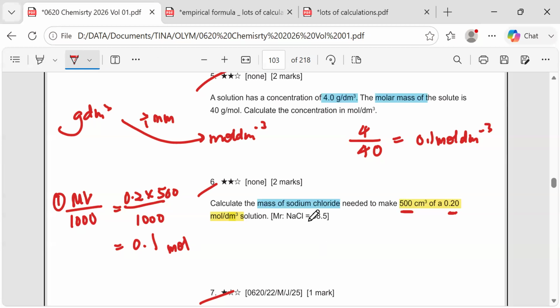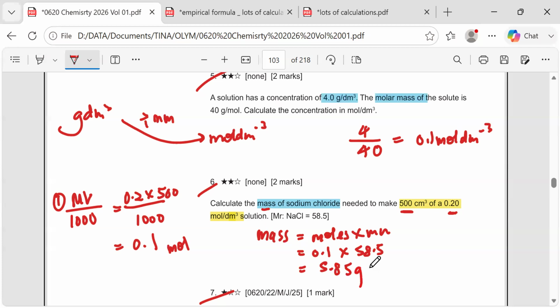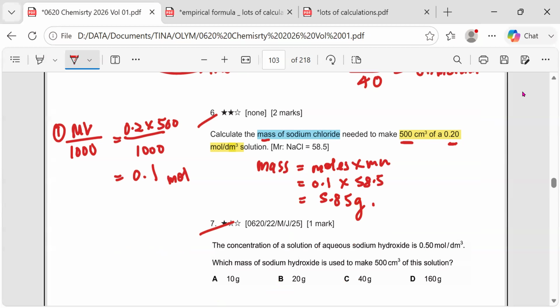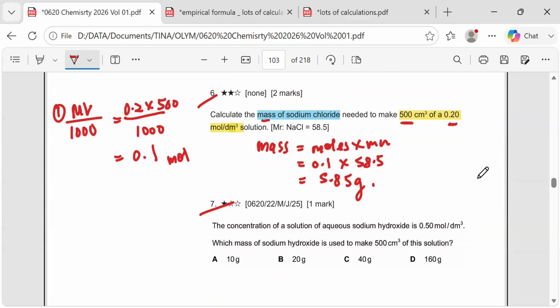Now, you're looking for the mass, right? So mass is formula 1: moles times molar mass. Moles is 0.1. Molar mass is 58.5. Get it?